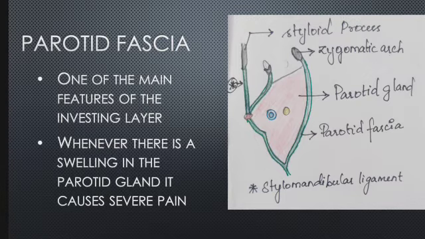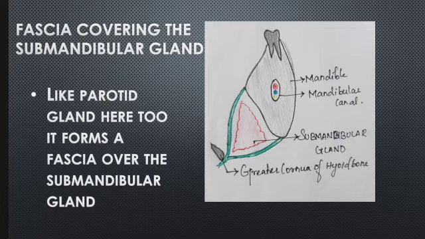The clinical feature of the parotid fascia is that whenever there is a swelling in the parotid gland, it causes severe pain. Next, the fascia covering the submandibular gland: when it reaches the base of the mandible, it encloses the submandibular gland. The superior lamina is attached to the lower border of the body of the mandible, and the deep lamina is attached to the myohyoid line. This is the myohyoid line of the mandible, and this is the lower border of the body of the mandible.